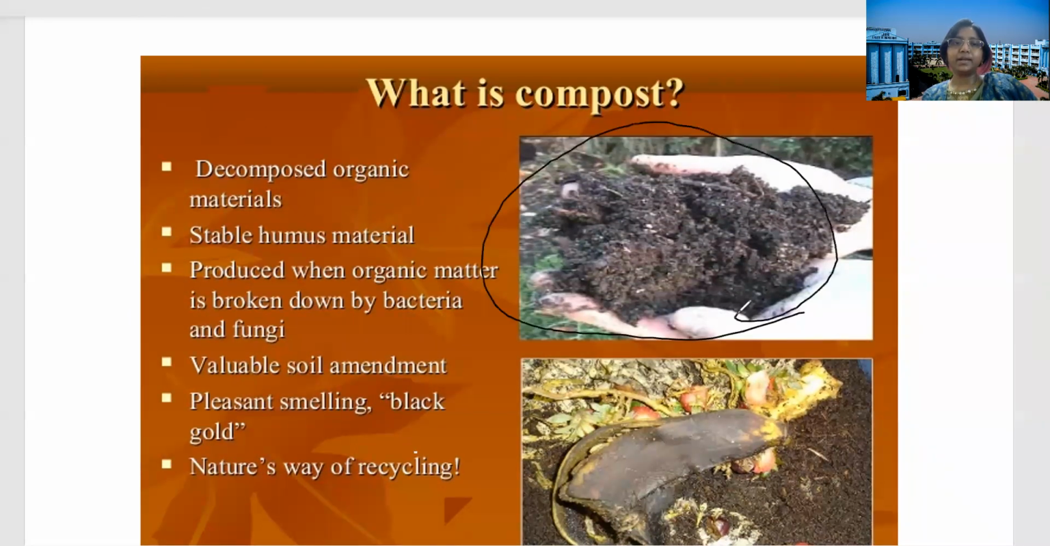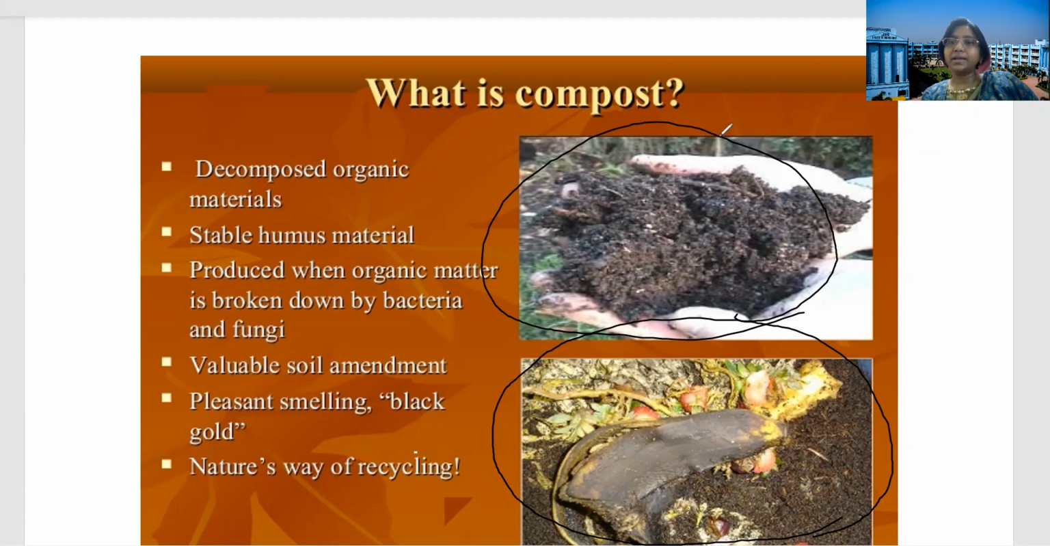Compost is decomposed organic material and stable humus produced when organic matter is broken down by bacteria and fungi, a valuable soil amendment and nature's way of recycling. So it is a natural process of recycling. Nature automatically does it. If we keep our waste vegetables, that means organic waste materials, that is fine, but if we keep plastics, then it will not be okay.